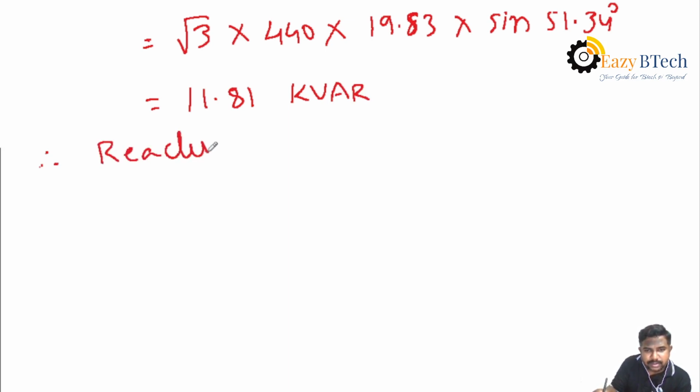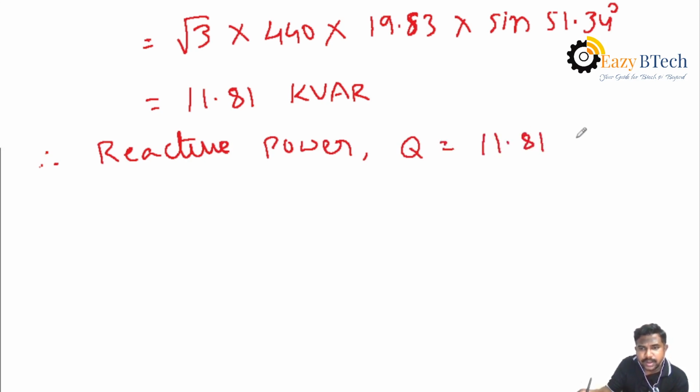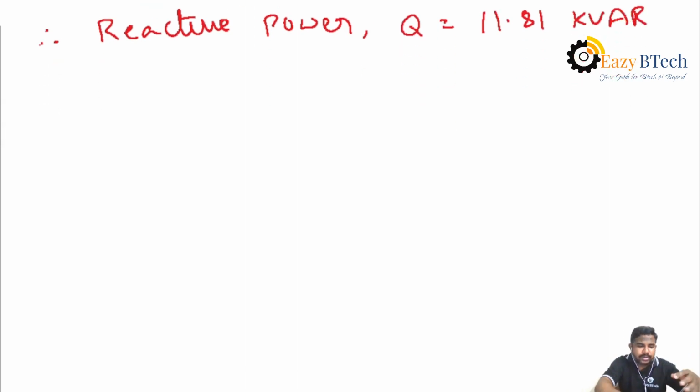That is, therefore, reactive power Q equal to 11.81. The unit of reactive power is VAR. The value found is in the form of kilo, so you have to mention the units of reactive power as kVAR, kilo volt ampere reactive.